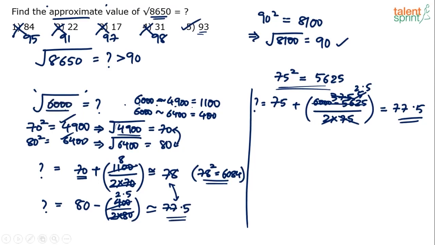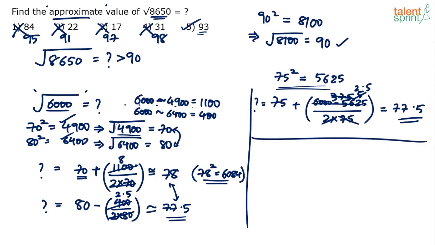So if you ask me, is the answer 78 or 77.5, which is the better answer? 77.5 is a better answer. Why am I saying that 77.5 is the better answer? Because the number that we had considered when it comes to 77.5 was much closer to 6000 when compared to 4900. Right, so this is how we can always work out and find out the approximate square root of a given number. Let us now take up the real question, the original question.